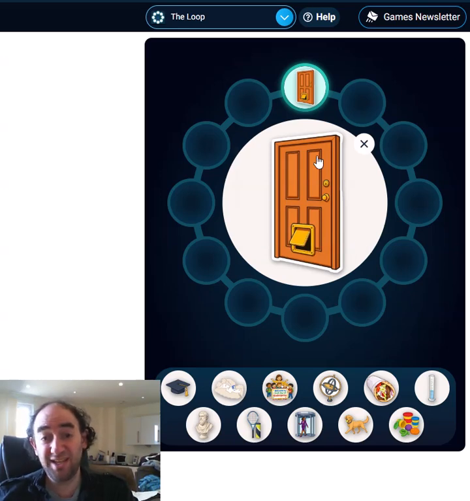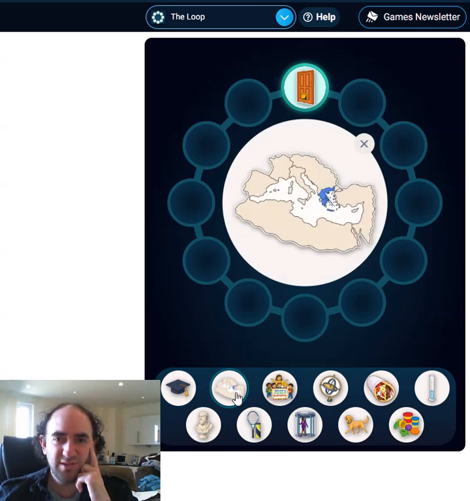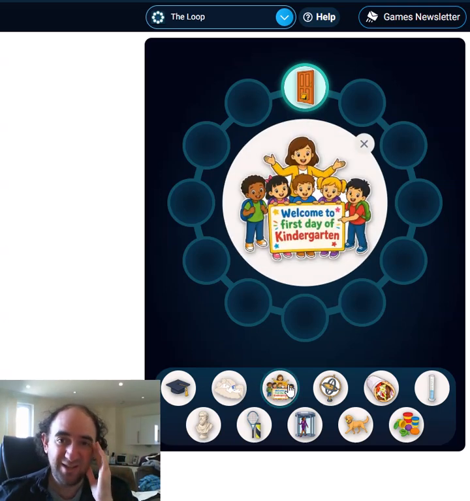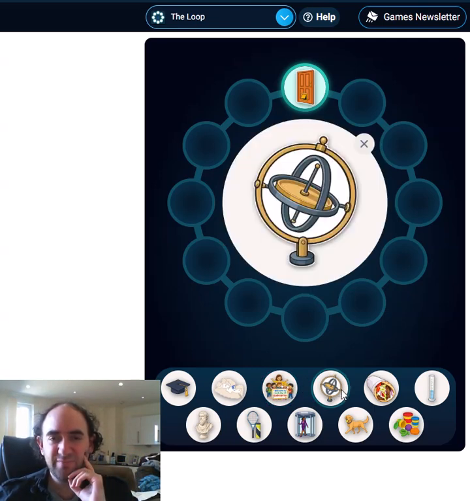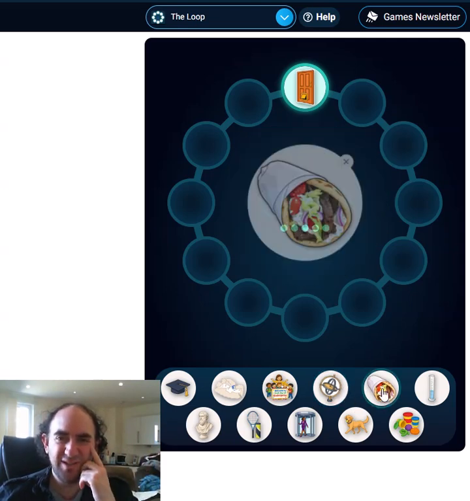We've got a door with a cat flap to start with. That's a mortarboard. Oh, I've got no idea what that... Oh no, that's the Mediterranean. I do have an idea what it is meant to be. First day of kindergarten, I've got no idea how that's going to connect to anything else. Oh, what is the word for that? It's some kind of heliotrope, something like that. I'm not sure that's the actual word.